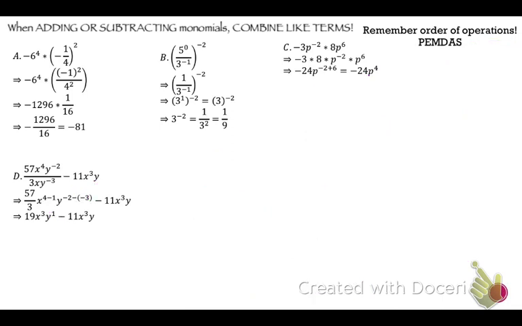But now, so we have 19x cubed y minus 11x cubed y, which ends up being 8x cubed y.